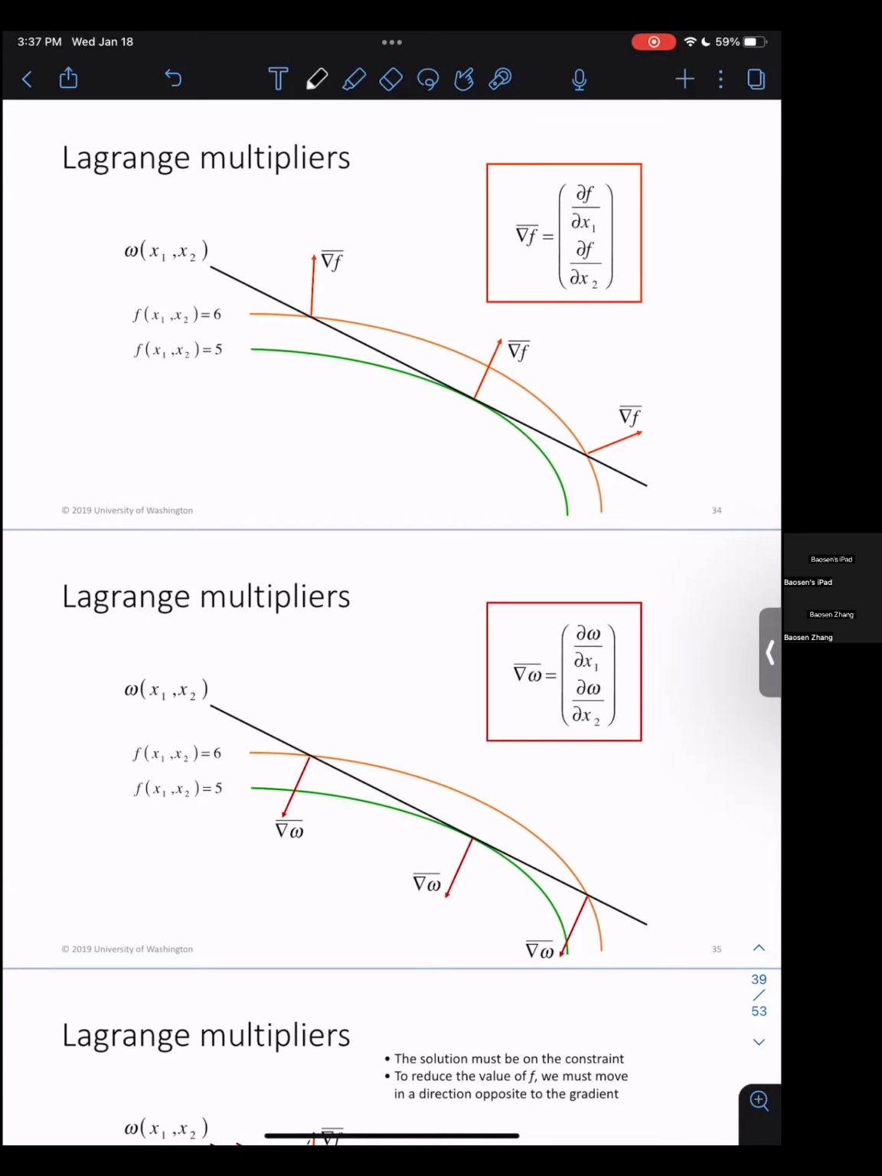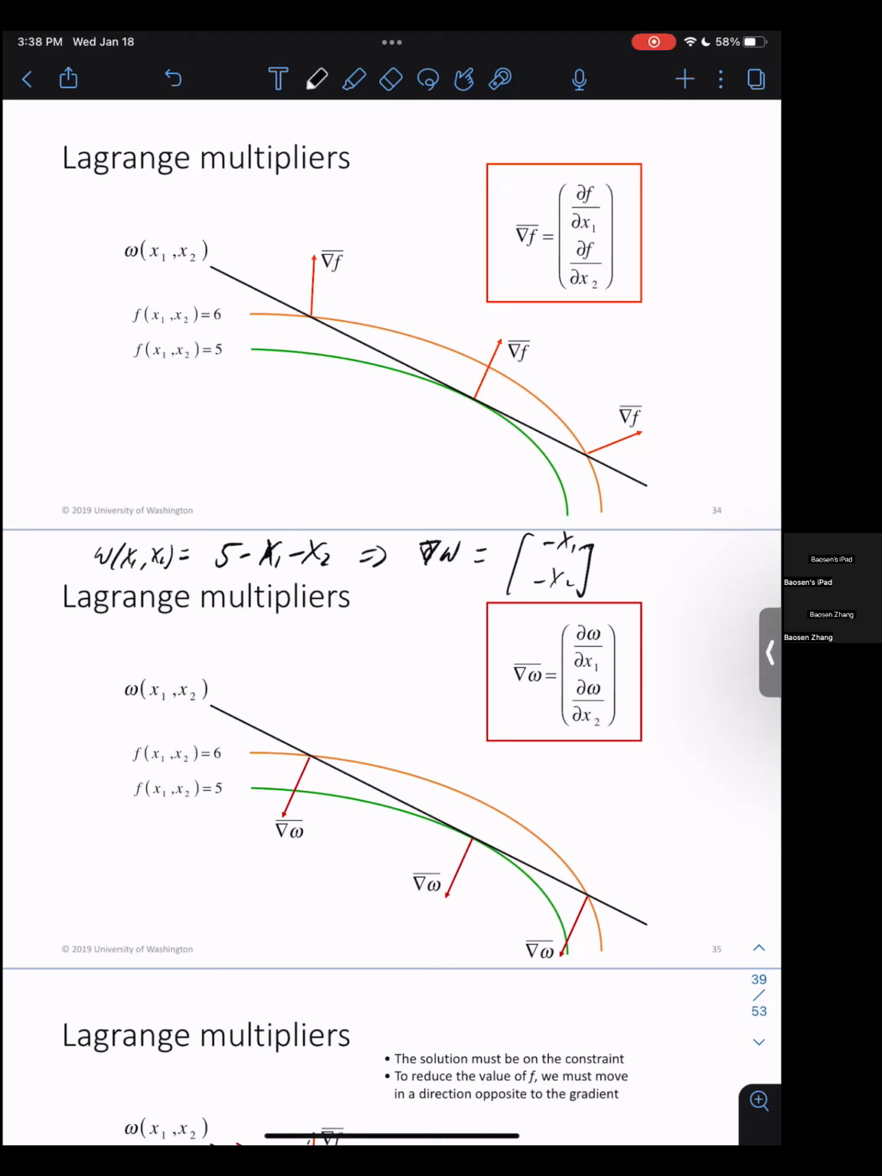Let's say your constraint is 5 minus x1 minus x2. What this tells you is the gradient of your constraint is minus x1 minus x2. Okay, so this is how the constraint changes. Why is this important? Because the gradient of this function is always perpendicular to the constraint itself. This is perpendicular to the tangent. So the gradient of a function is perpendicular to the tangent line of the function. In this case, it's a linear constraint, so the gradient is perpendicular to the line itself.